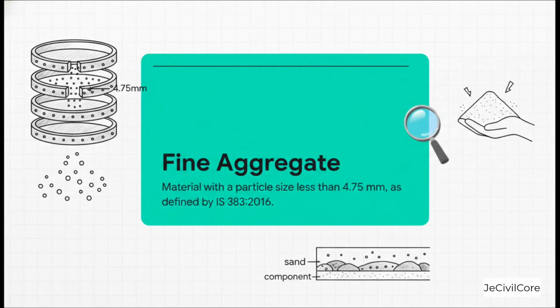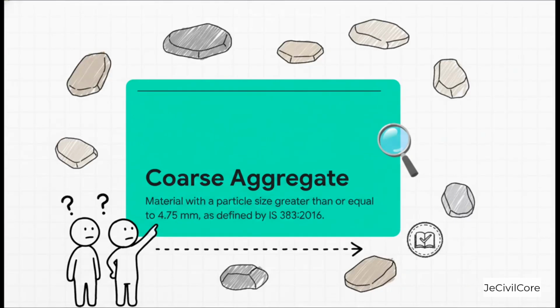Okay, let's get super specific here, because exams are all about the details. According to IS 383, fine aggregate is anything with a particle size less than 4.75 millimeters. So basically, it's the sand in our mix. And on the flip side, you've got coarse aggregate. That's anything 4.75 millimeters or bigger.